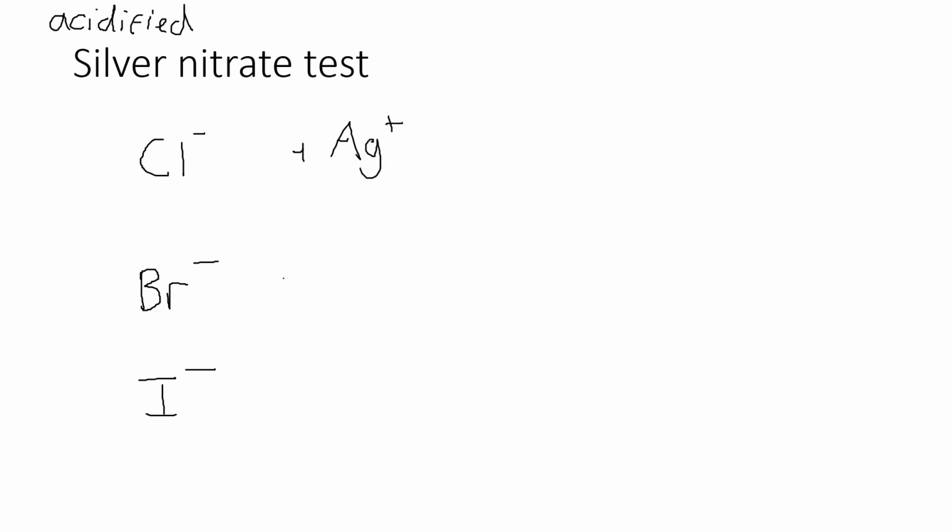Another test that we can use is the silver nitrate test. The silver nitrate test is testing for chloride ions, bromide ions, and iodide ions. And you add acidified silver nitrate to each. And that is basically a source of silver ions, so Ag+. Now these are all in solution, so these would all be aqueous.